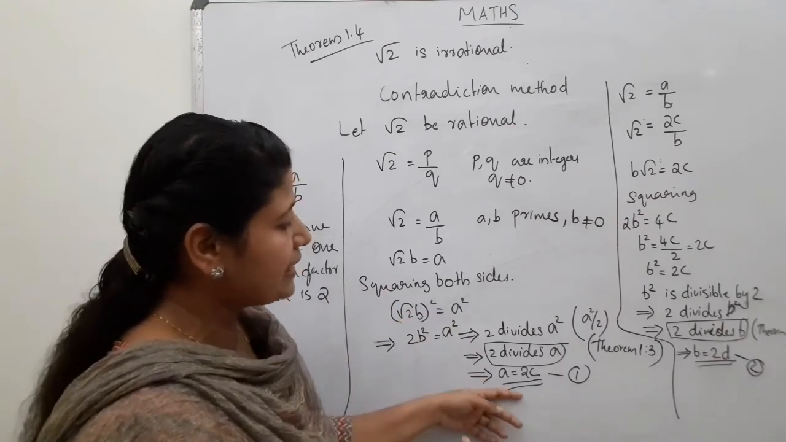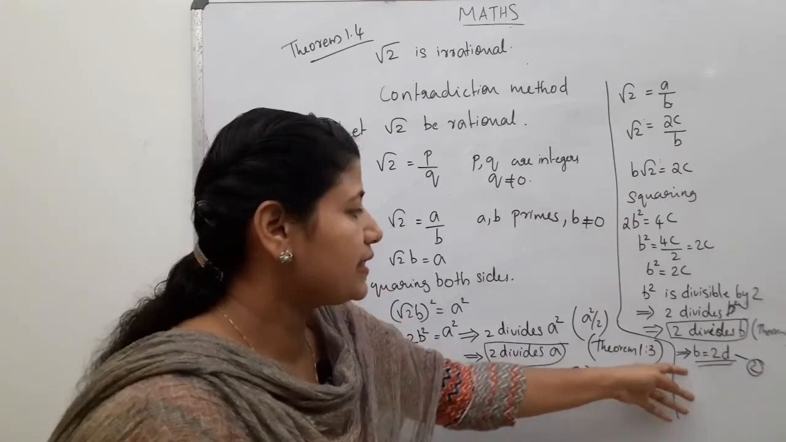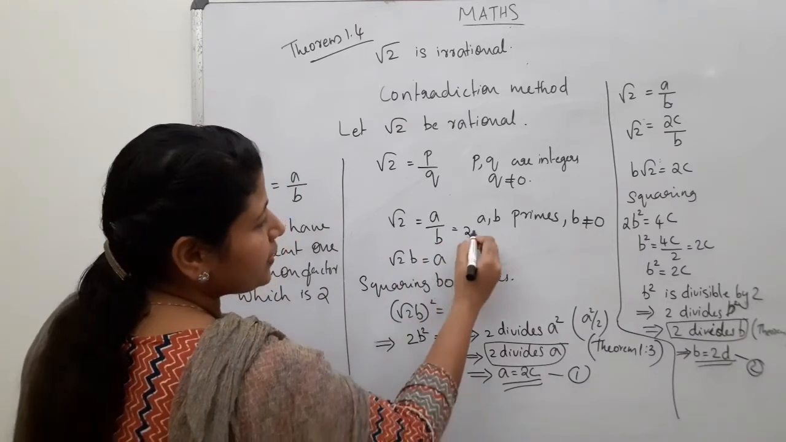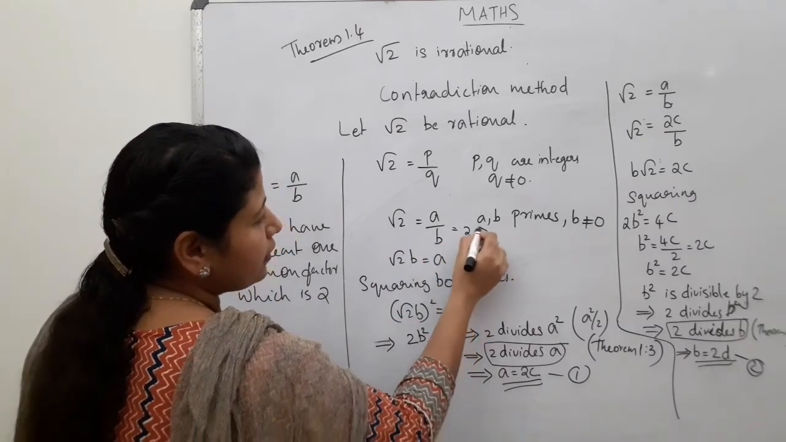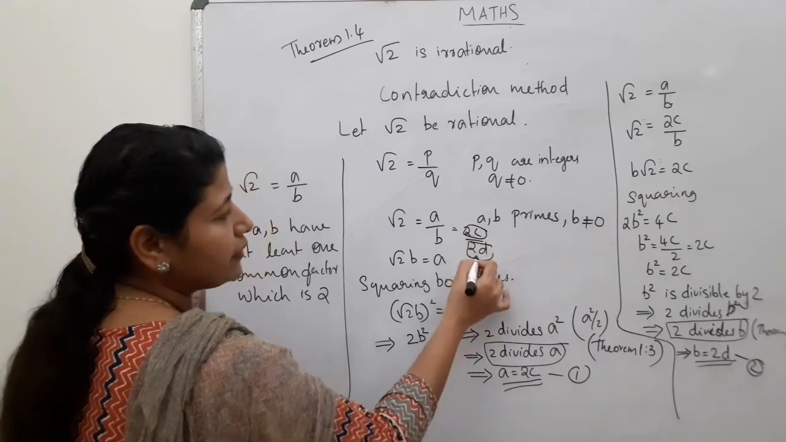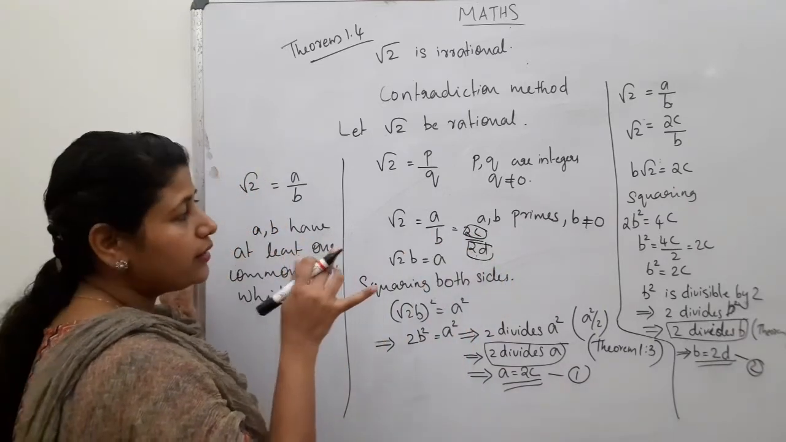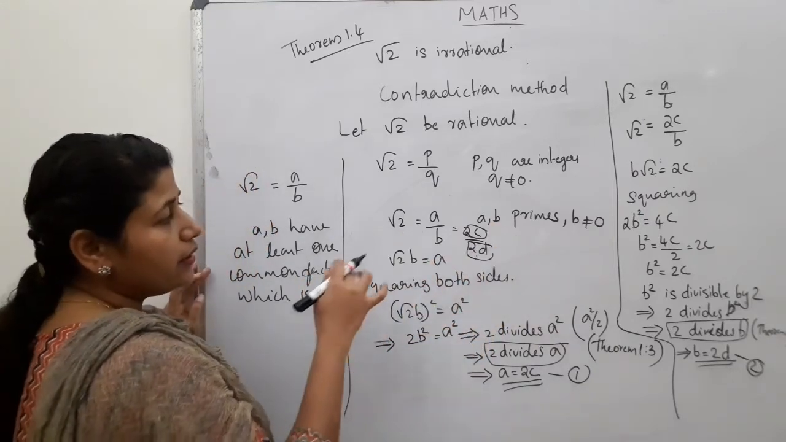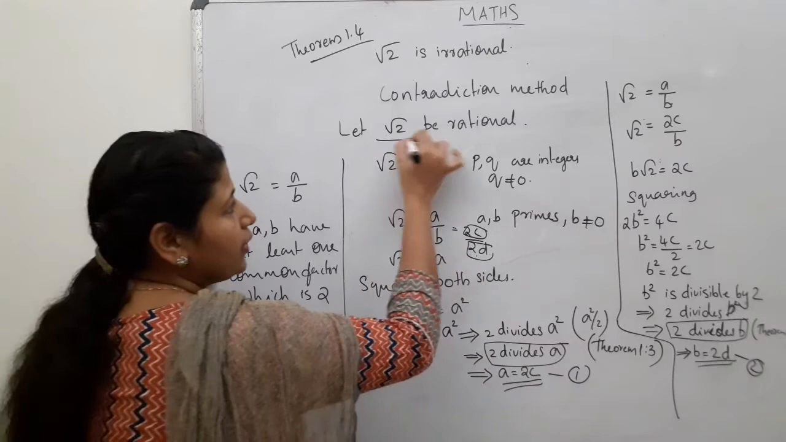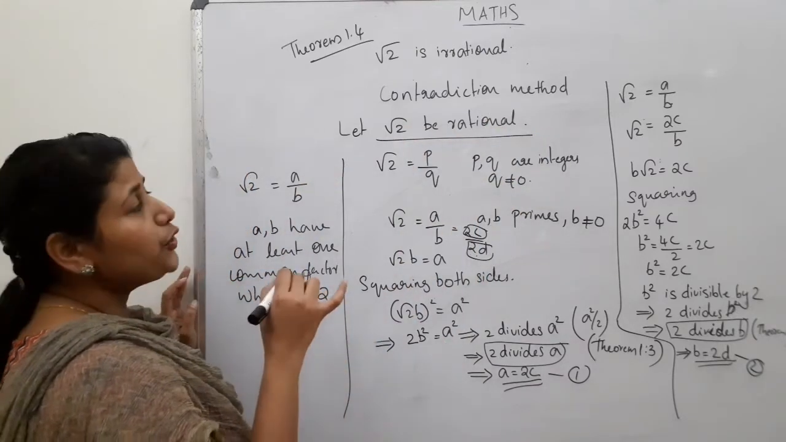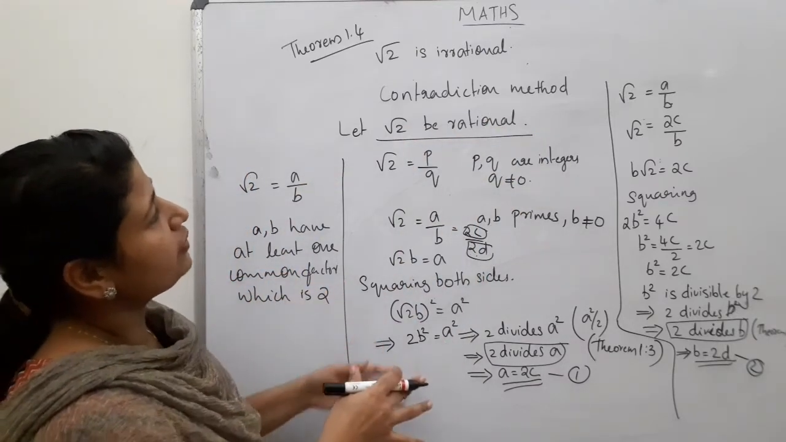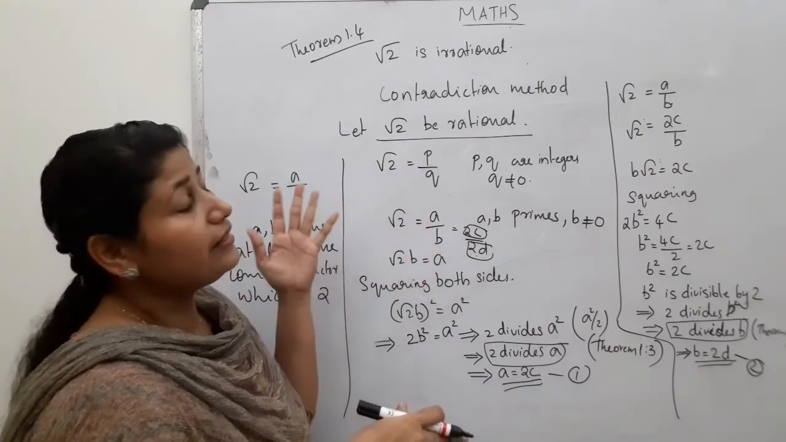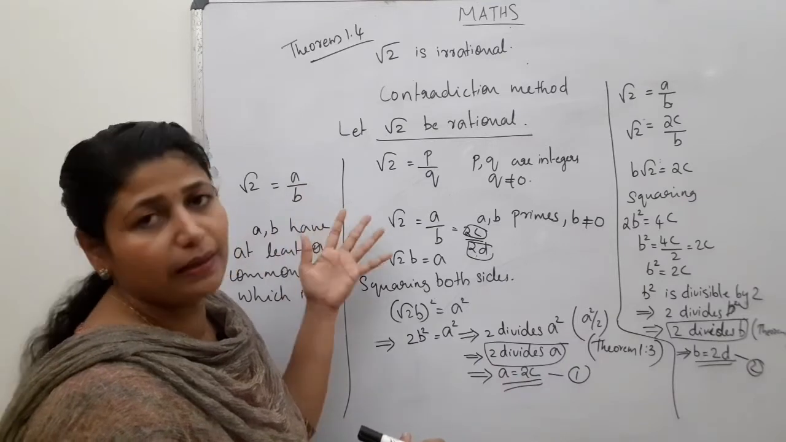We got here A as the product of 2 and C, and B as the product of 2 and D. If we are substituting here 2C and 2D, A and B both have the factor 2 in common. Since A and B are primes, there should not be any common factors for A and B. This happened due to our wrong assumption that root 2 is a rational number. So we must say that root 2 is not a rational number. It is an irrational number.